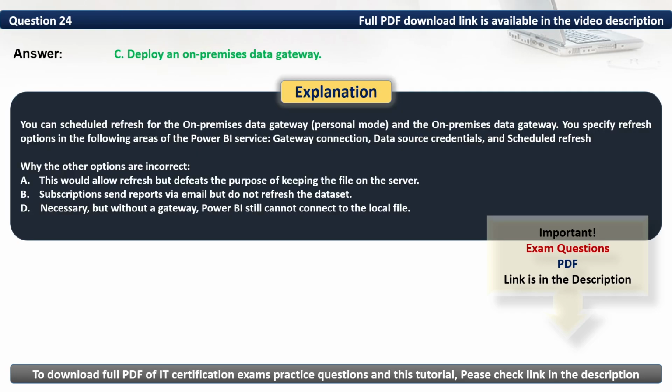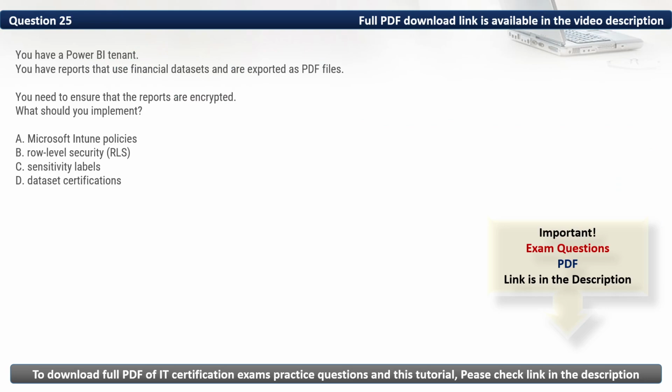You can schedule refresh for the on-premises data gateway personal mode and the on-premises data gateway. You specify refresh options in the following areas of the Power BI service: gateway connection, data source credentials, and scheduled refresh. Question 25. You have a Power BI tenant. You have reports that use financial datasets and are exported as PDF files. You need to ensure that the reports are encrypted. What should you implement?